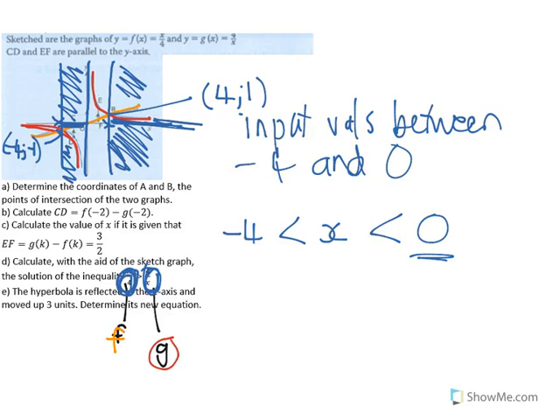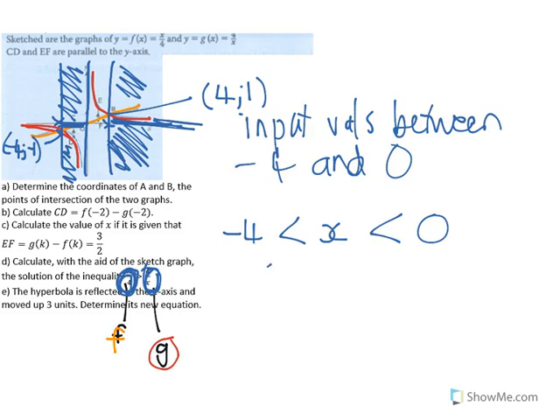And then do we want to include 0? We can't include 0 because 4 over x is not defined. It doesn't have a value for when the input is 0. That's why it's an asymptote. So we can't include 0 either, because we can't say whether x over 4 is bigger than 4 over x at that point, because 4 over x doesn't have a value at that point. Right, so x is between negative 4 and 0, but not including negative 4 and 0.